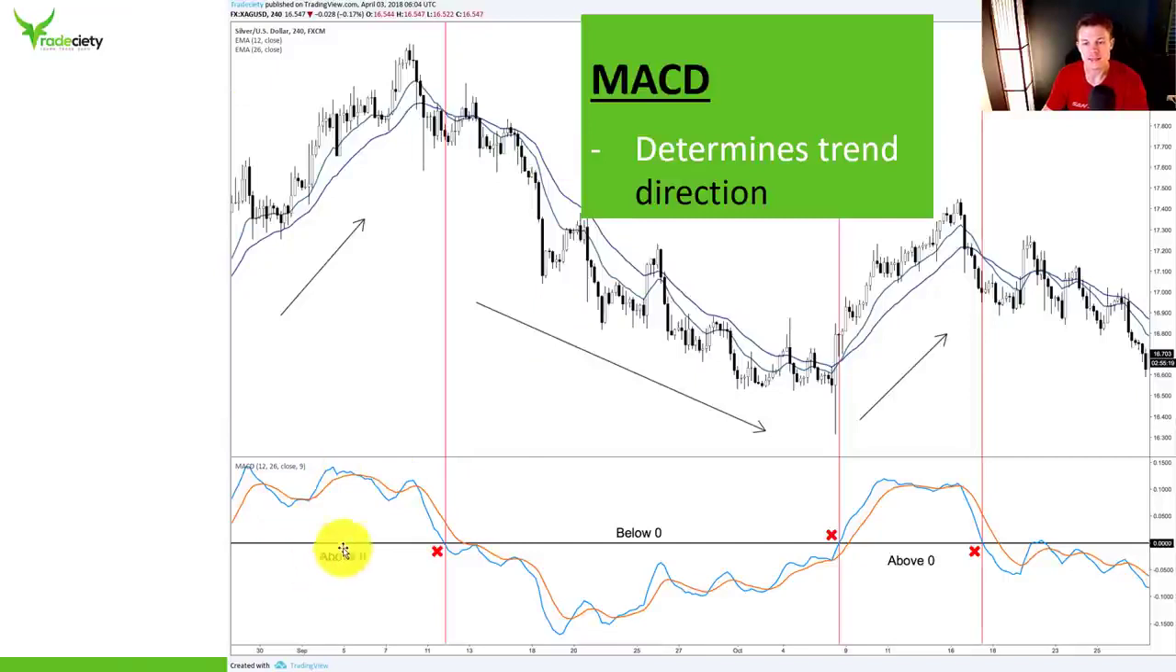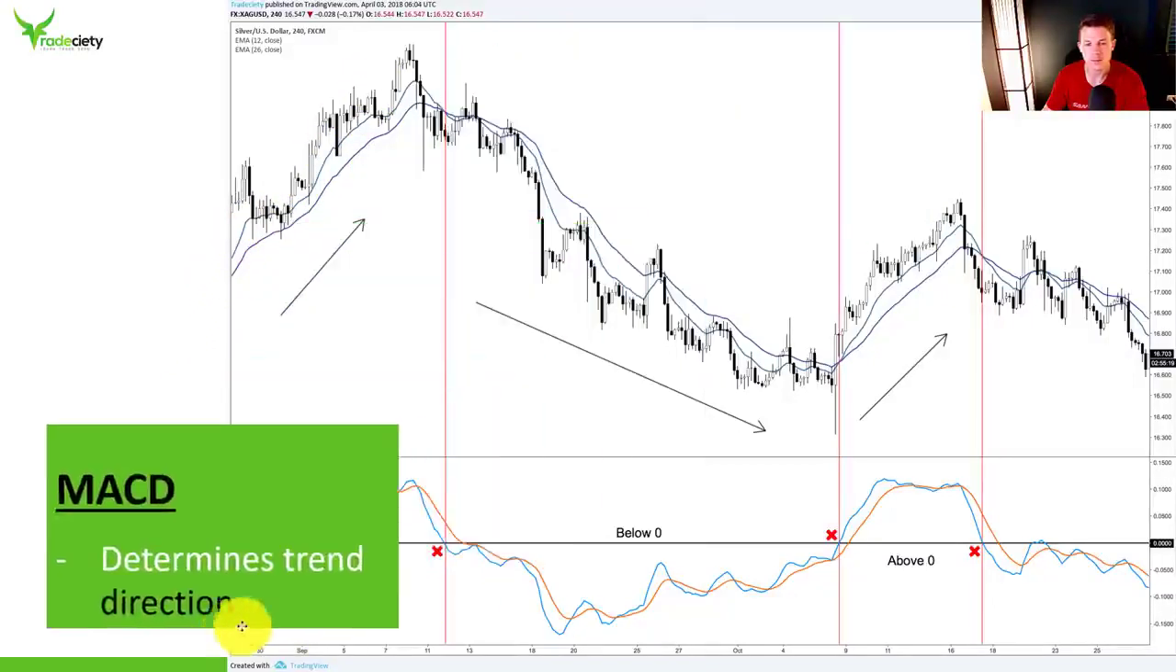The MACD is a derivative of the moving average. It stands for moving average convergence divergence. I'm pretty sure it does. And again, the MACD also helps you determine the trend direction. What I've done here is I eliminated the histogram of the MACD, and I only kept the MACD lines. I drew in the 0 line here on the MACD. And whenever the MACD is above the 0 line, you would look for long opportunities.